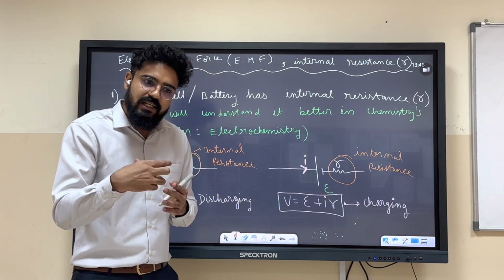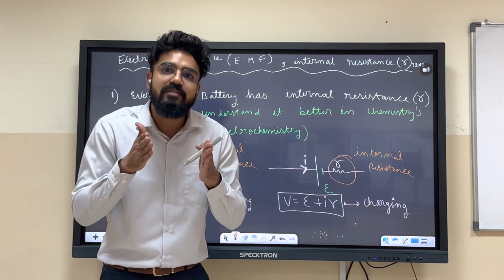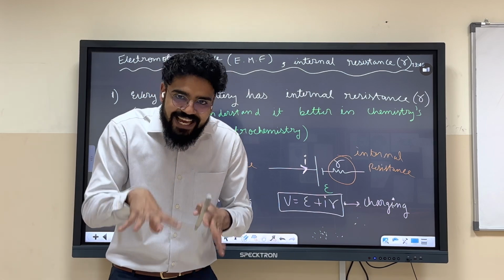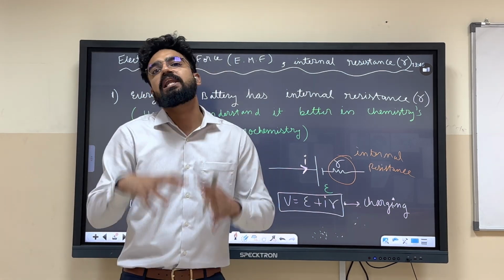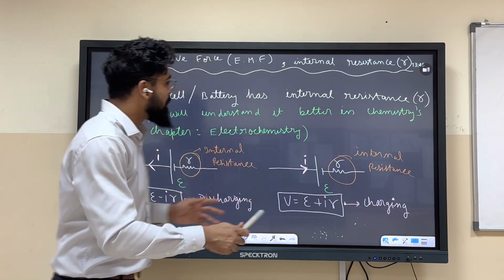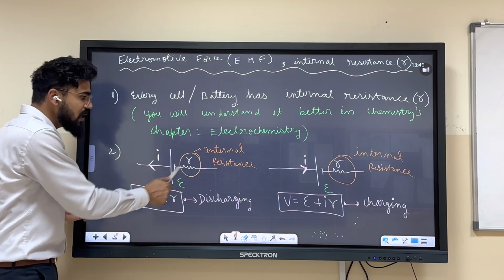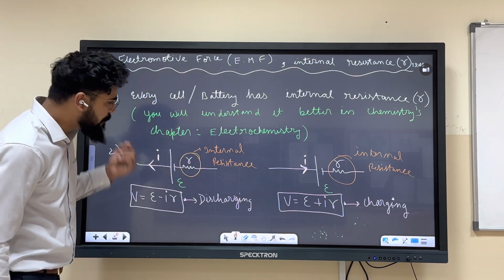But this resistance is not visible directly to your eyes. It is the resistance which is already there inside the battery or the cell. That's why it is known as internal resistance, and it is marked just near the battery. Very important thing.